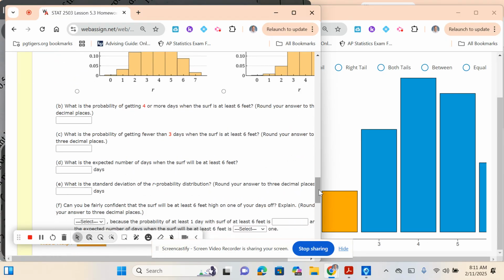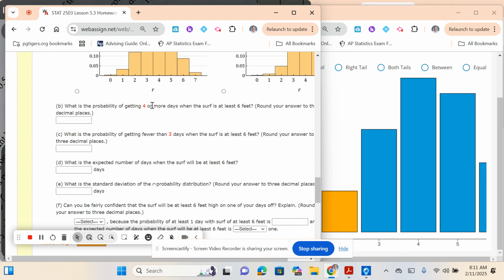What's the probability of getting 4 or more days of surf when it's at least 6 feet? So now we're going to do a probability. Now, 4 or more, is that an exact value? Is that meaning 4 and above, or is that meaning 4 and below? What does 4 or more mean? 4 or more means 4 and above.